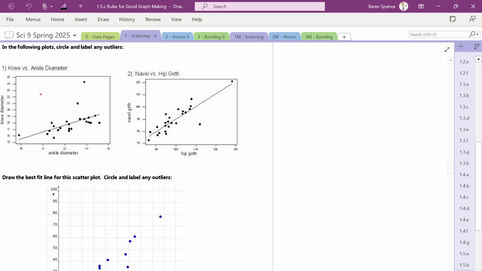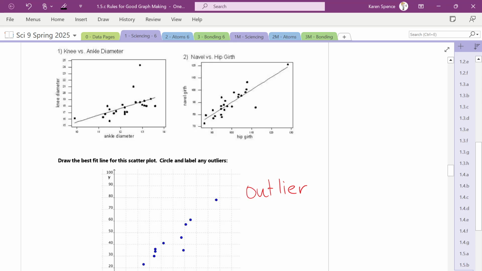Remember that it is outlier, not outliner. Okay, you're not outlining it. It is lying outside the data.